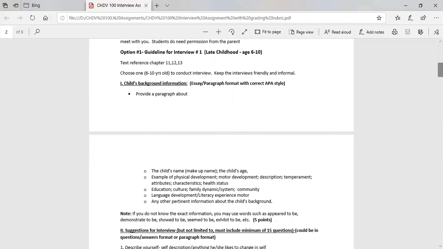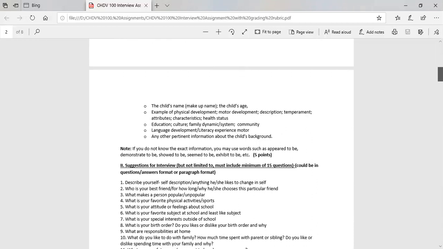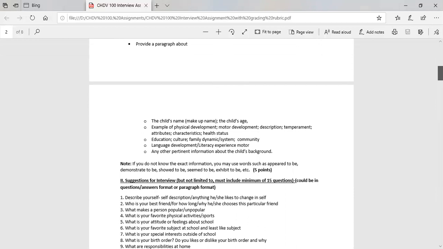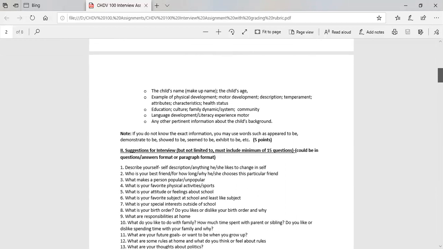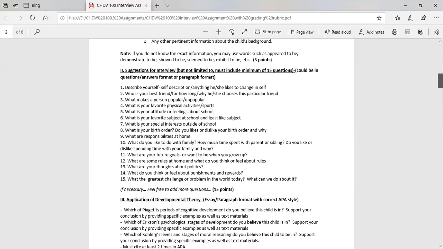Let me go through where it's going. If you are connecting to a child that's 6 to 10, you're going to be going through chapters 11, 12, and 13. You do need to give some background information of the child, like their name, and special things that I should consider about them so I can know. It needs to be some detail, so at least a paragraph. You're really going to be giving me as much detail as you possibly can about that child.